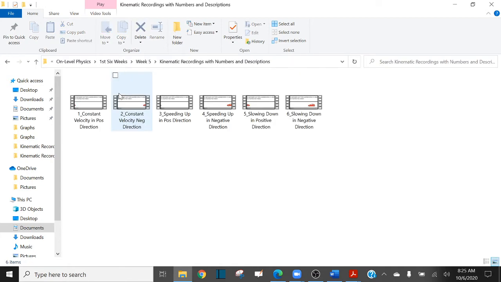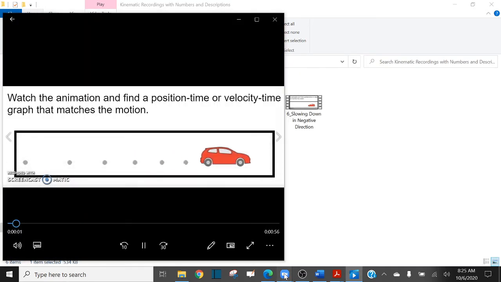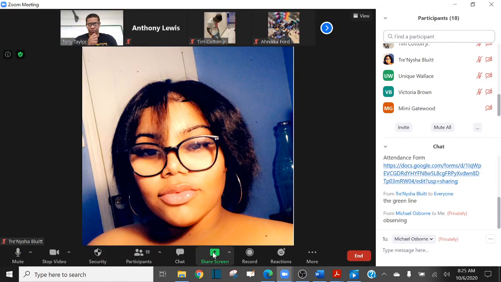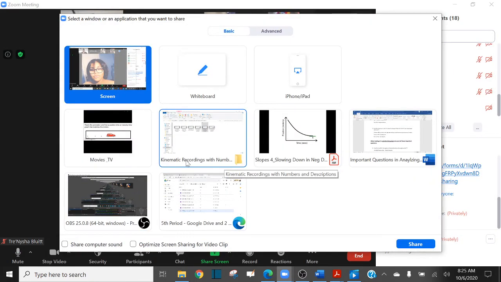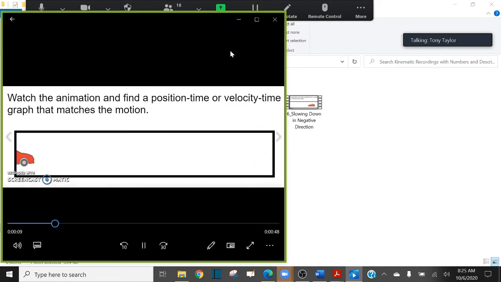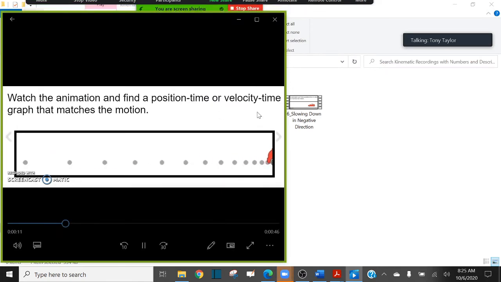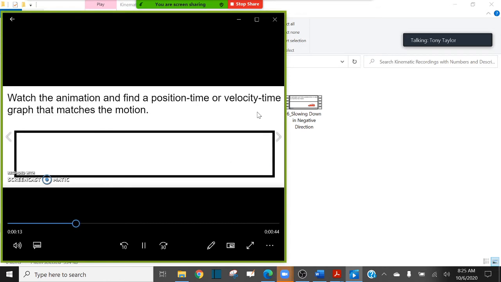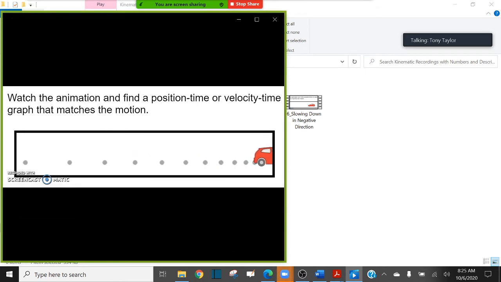So what about this situation right here? If you look at this motion map, you should notice two main things. One, our car is moving in the positive direction. And two, our car is slowing down. Those are the two most important things you should notice.